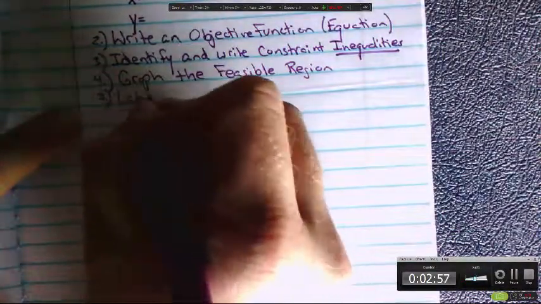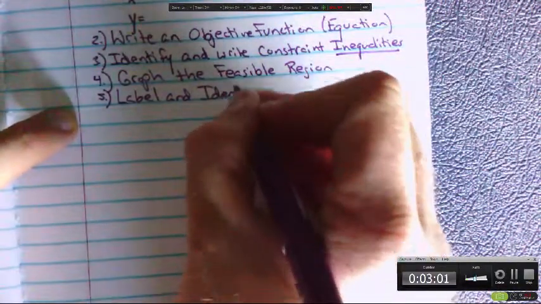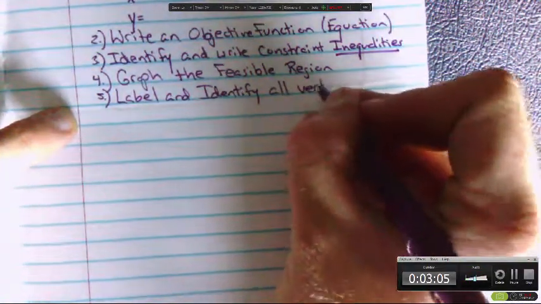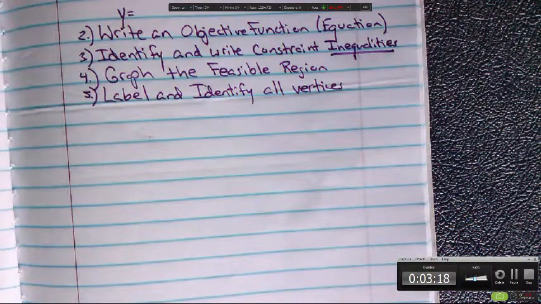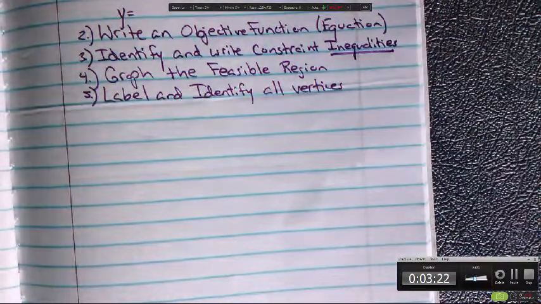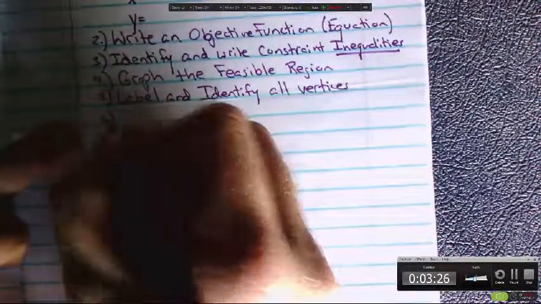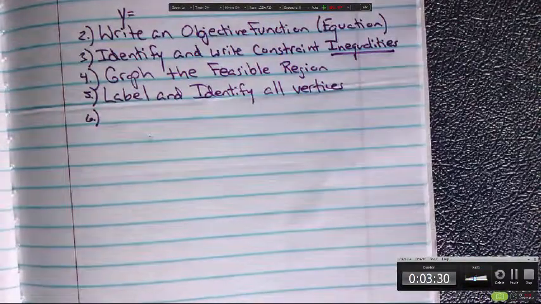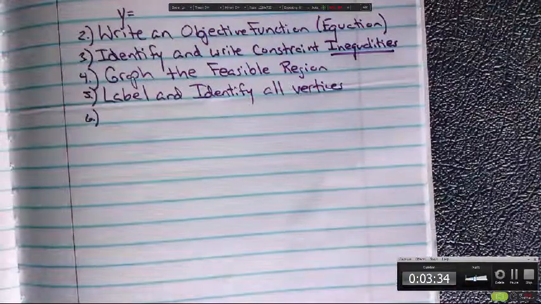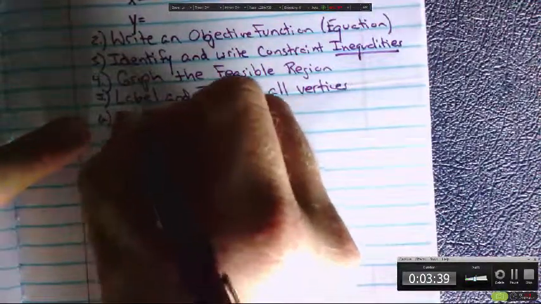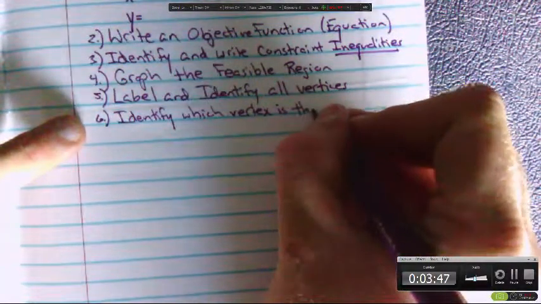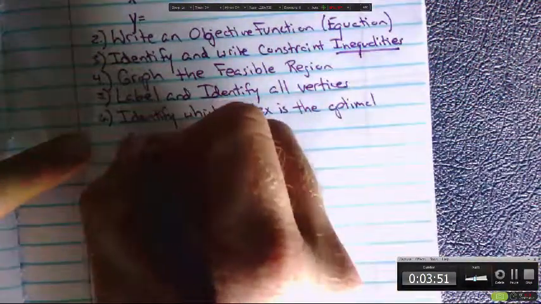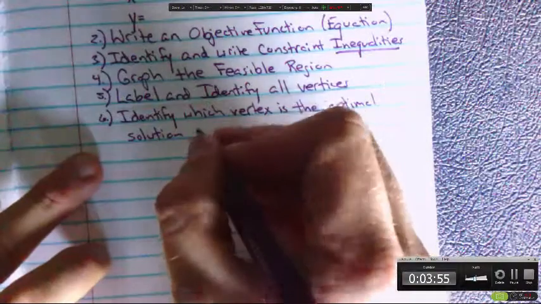Step 5 is to label and identify all vertices. When you create your feasible region, it's going to be some kind of geometrical shape. All geometrical polygons have vertices. The edges of the polygon are conjoined at a vertex. So label the vertices and then identify all of them, so find where they happen. Now when you do that, one of those vertices is going to give you the optimal answer. One of them is going to give you the best answer, one of them is going to give you the worst answer. So number 6 is identify which vertex is the optimal solution for your objective.